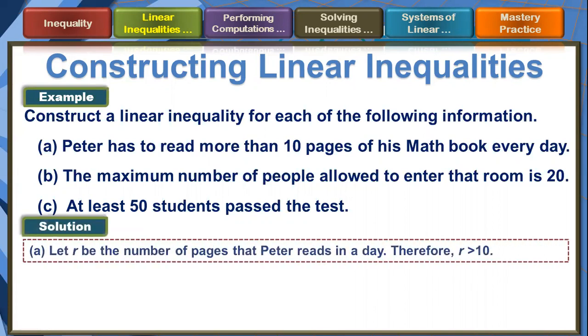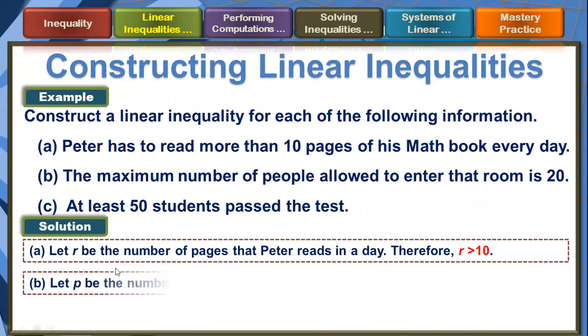So for A, let R be the number of pages that Peter reads in a day. Therefore, we can have this inequality: R is greater than 10. That means he has to read more than 10 pages every day.